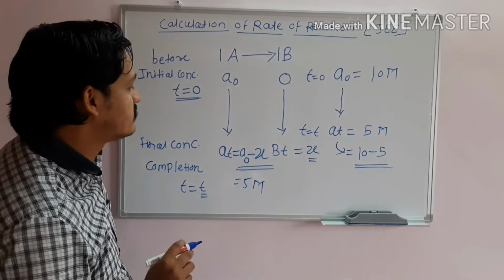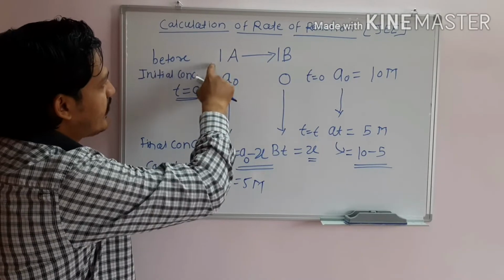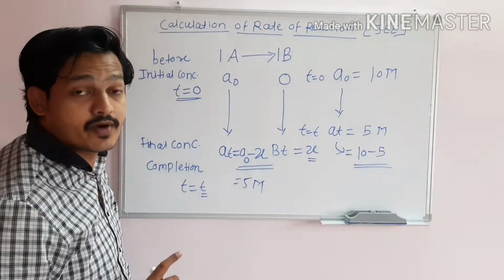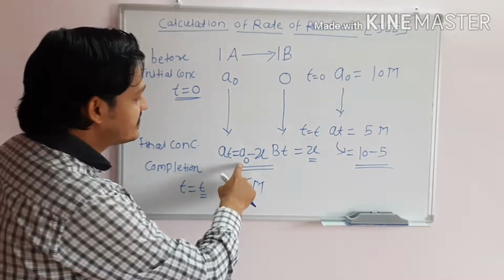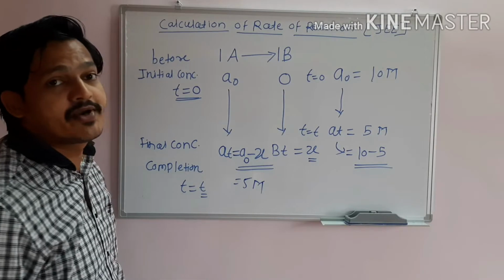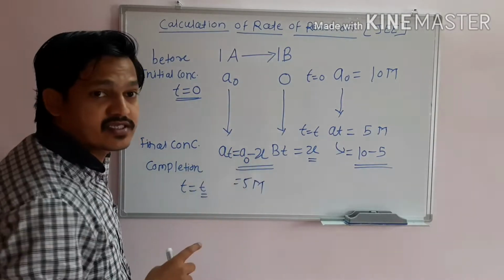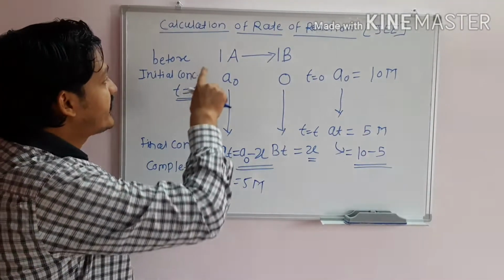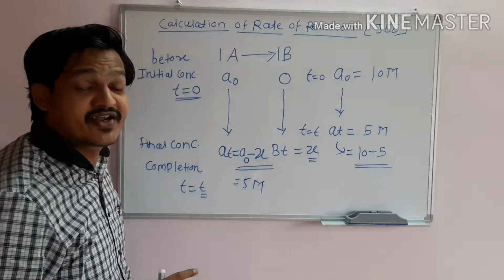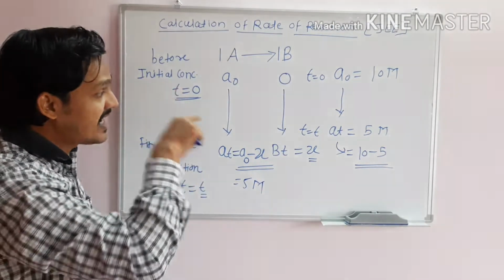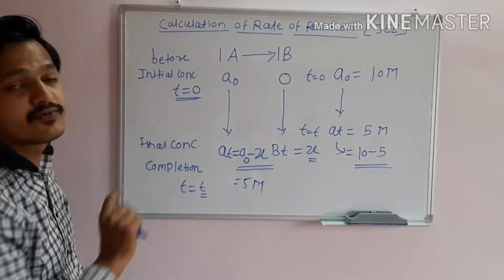Okay. Now if here it is coefficient 2, twice A which gives 1 B, then what happens? Then it is A0 minus 2X. We have to write A0 minus 2X. Now the stoichiometric coefficient of A is 4, now you have to write A0 minus 4X. Now the stoichiometric coefficient of A is 10, then you have to write A0 minus 10X. Okay, like that. This is the basic data to calculate rate of reaction.